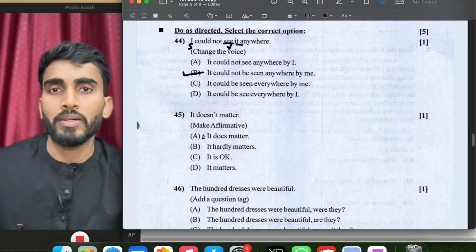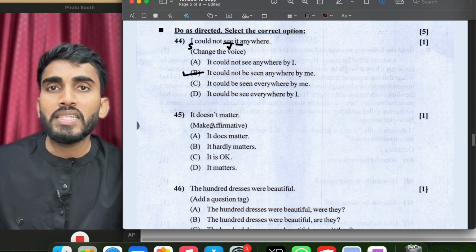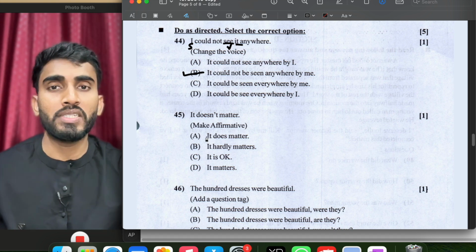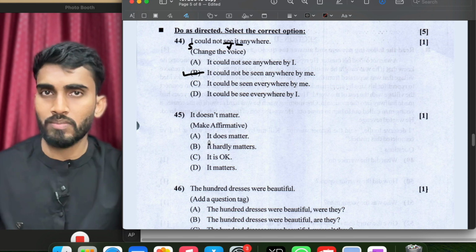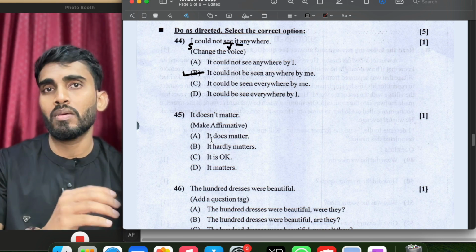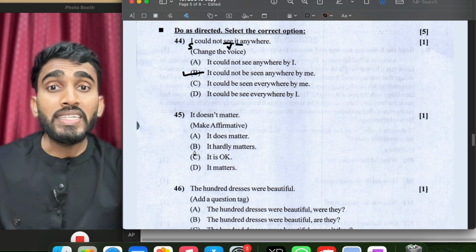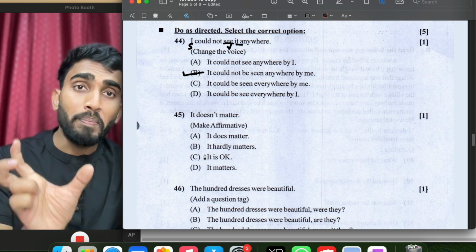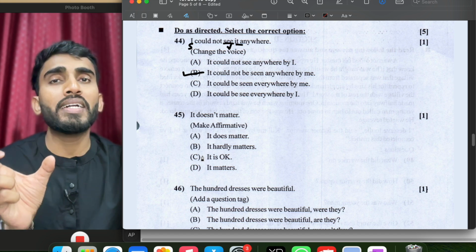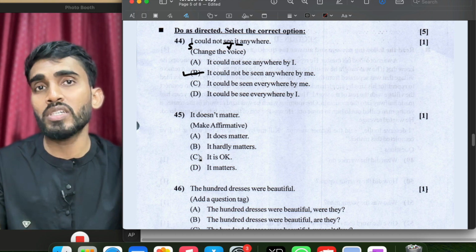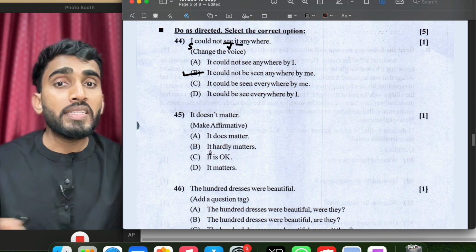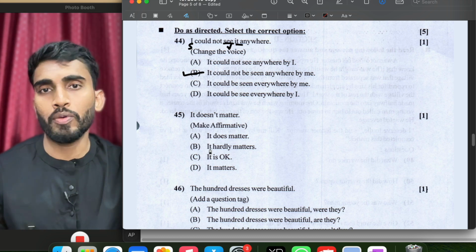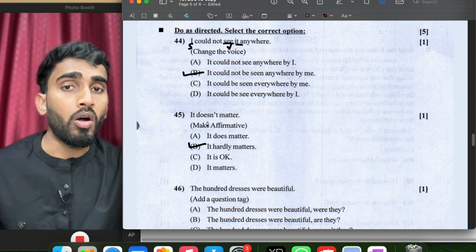Next question is it doesn't matter. Make affirmative. It is a negative sentence and you have to make it positive. So it does matter. It is a positive sentence, but it is changing the meaning of the sentence. It does not matter and it does matter, opposite meanings. It should be the same. It should be making the same meaning in the answer. It hardly matters. Now, hardly is a negative word, but it makes the meaning negative. But as directly no negative word is used, like no, neither, cannot, these words that are clearly stated as negative words in the sentence, when it is written it hardly matters, this sentence will be considered as affirmative, though the meaning of the sentence is negative. So it hardly matters is the correct answer here for it does not matter.